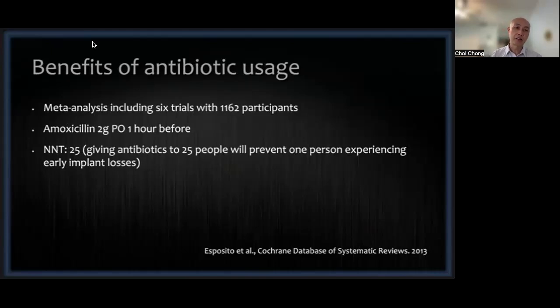Now, in this case, the number needed to treat for dental implants is 25, meaning that if you give antibiotics to 25 people, you will prevent one person from experiencing an implant failure. Right? So everyone has to decide whether this is clinically relevant to you. But in my experience, if I could prevent one implant failure in 25 patients, I would certainly take that.